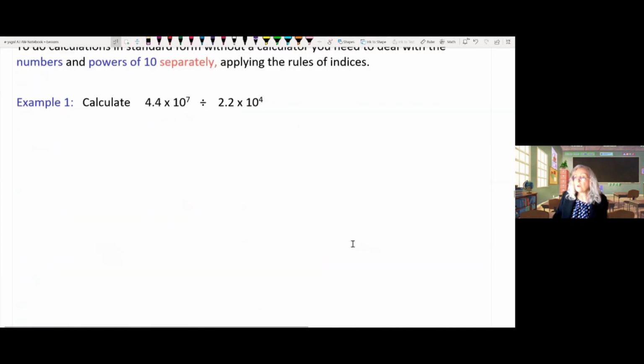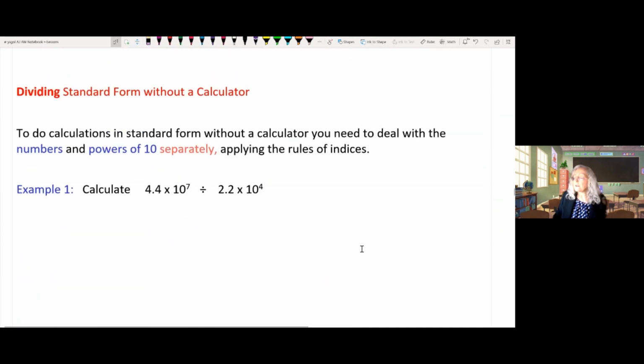Okay, we're going to have a look at dividing in standard form without a calculator now. To do calculations in standard form without a calculator, again, we're going to deal with the numbers and the powers of 10 separately. So I'm going to do 4.4 divided by 2.2, and then I'm going to do 10 to the power of 7 divided by 10 to the power of 4, and then I'm going to put this back together again. 4.4 divided by 2.2 is 2.